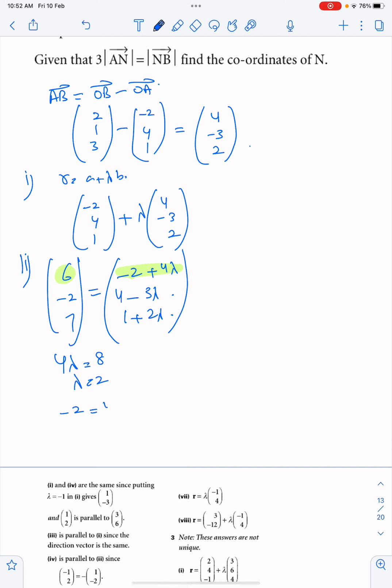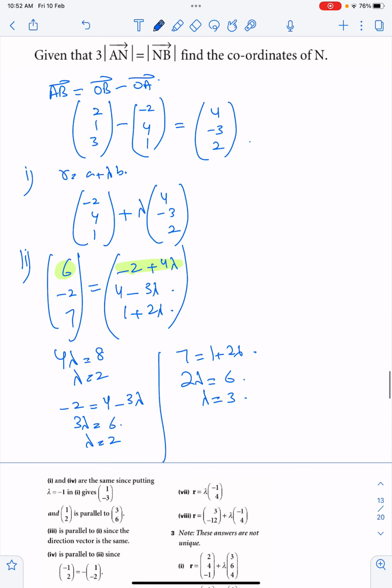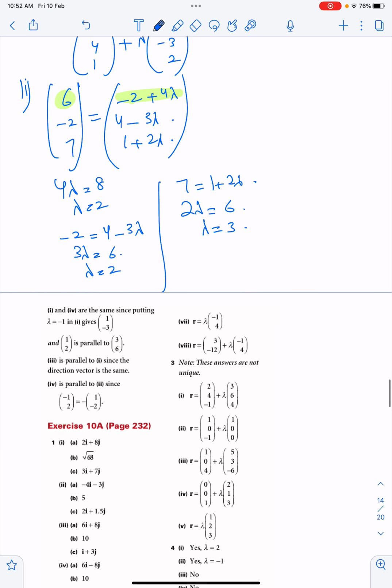Second part, minus 2 equals 4 minus 3 lambda. So 3 lambda equals 6. Lambda equals 2. And for the third part also, 7 equals 1 plus 2 lambda. So 2 lambda equals 6. Lambda equals 3. Since lambda is not the same for all of it, the point does not lie on the line.